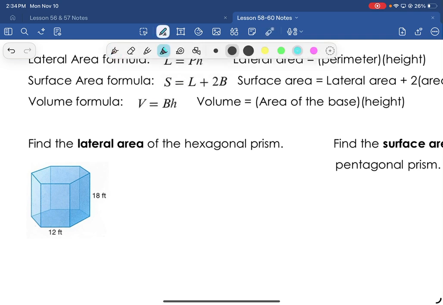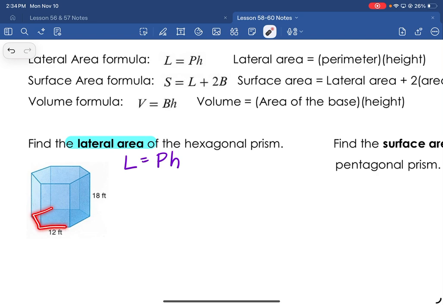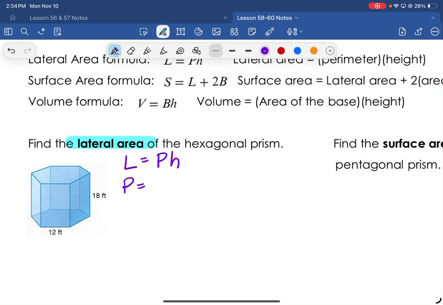This one right here asks us to find the lateral area of the hexagonal prism. What is the formula for lateral area? Perimeter times height. Yes. So, look over here. Notice how this is a hexagon. That's why it's called a hexagonal prism. We want to find the perimeter. So, perimeter, and write this down, please: perimeter equals 6 sides times 12 feet per side.